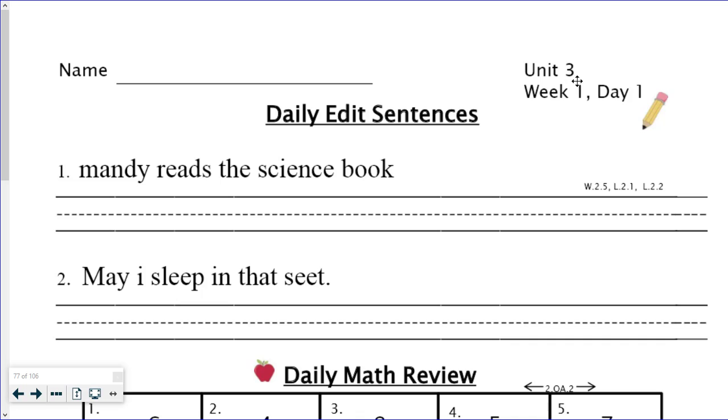We are on Unit 3, Week 1, Day 1. We are in our new morning workbook, so make sure you're on the first page of your new morning workbook, and then you're on Unit 3, Week 1, Day 1, Daily Edit Sentences. So number 1, Mandy reads the science book. Pause your video and fix that one up.